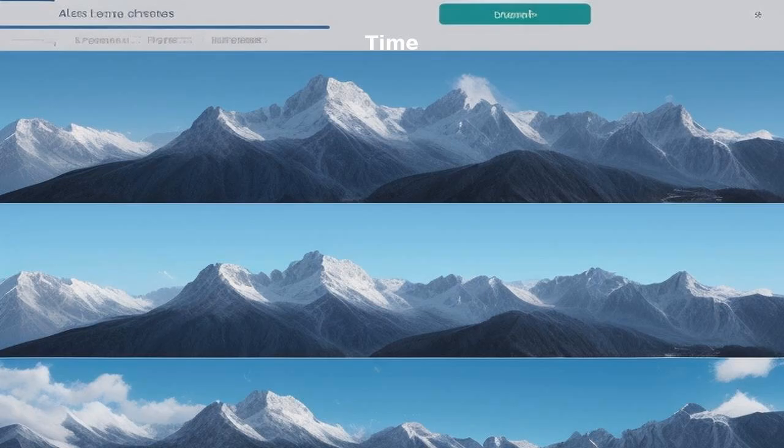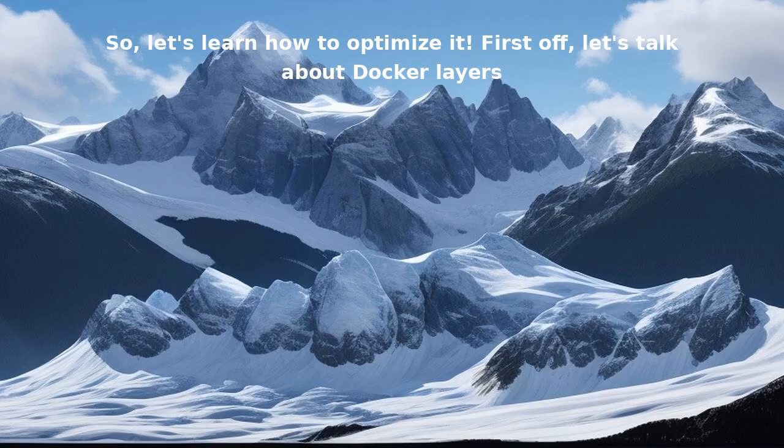Next up, we have Alpine images. Alpine Linux is a security-oriented, lightweight Linux distribution. Using Alpine as your base image can help reduce the size of the Docker images. The Alpine image is only about 5 megabytes, which is significantly smaller compared to Ubuntu or Debian-based images.